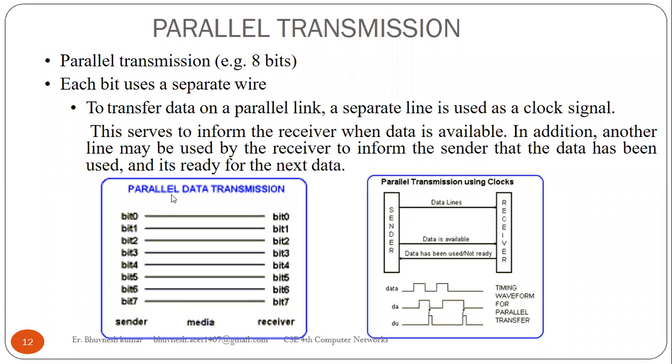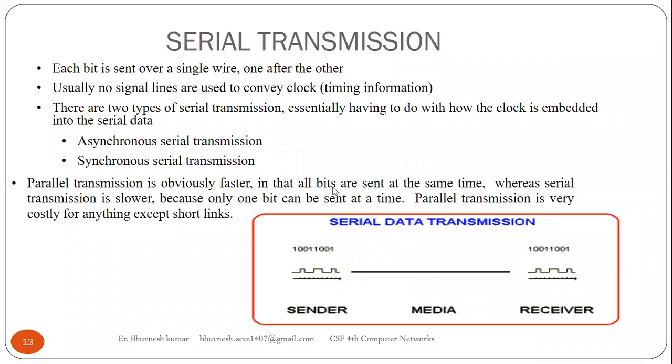Here is parallel data transmission. For example, bit 0 is sent by a single line, bit 1 is sent by a second line. So at a single time, we can send multiple bits. It is faster than the serial transmission mode. Next is serial transmission.